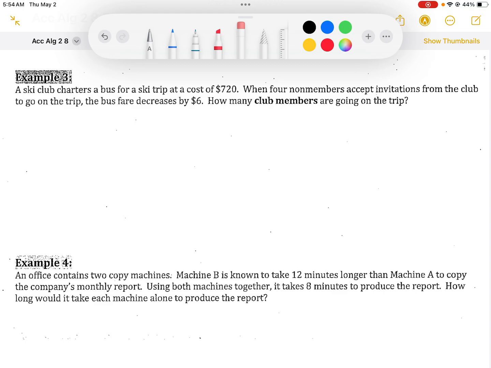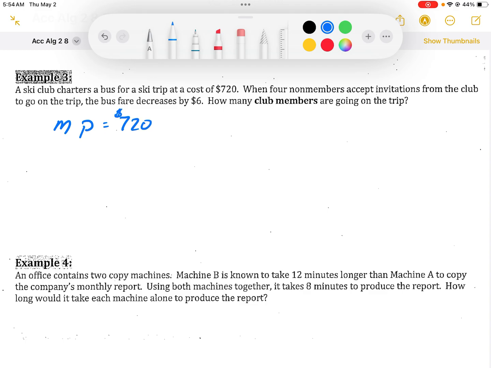So this is example 3 on page 38. A ski club charters a bus for a ski trip at a cost of $720. When 4 non-members accept invitations from the club to go on the trip, the bus fare decreases by $6. How many club members are going on the trip? So we have the members times the price has to equal $720.